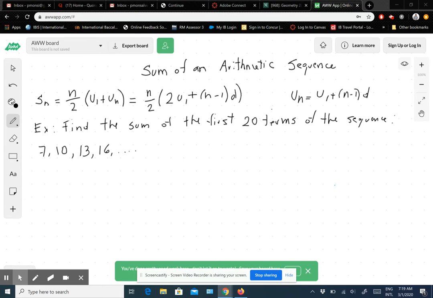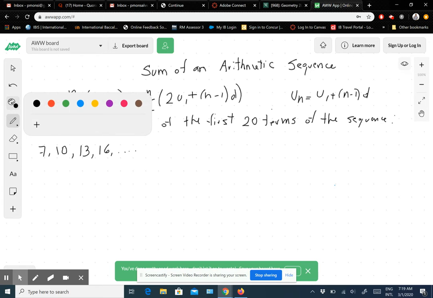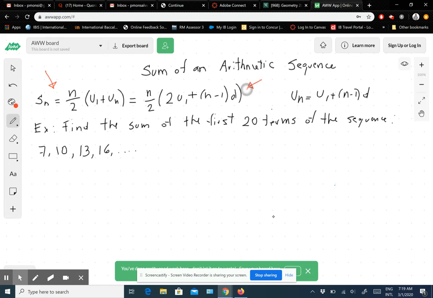Hello students, today we're going to be looking at how we can calculate the sum of an arithmetic sequence. For that purpose, we have two formulas available. We can use this formula here, or we can use this formula here. Let's keep in mind also the formula that we use to find the term of an arithmetic sequence because we may need it also as we calculate the sum of this example.